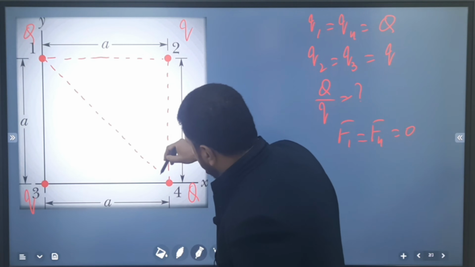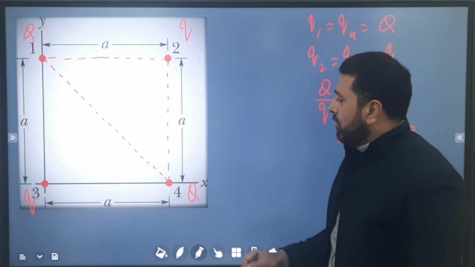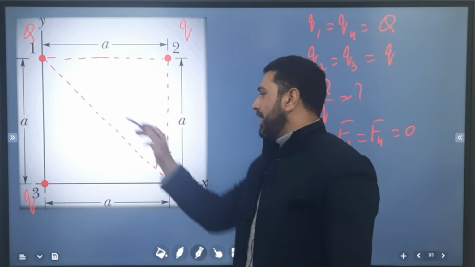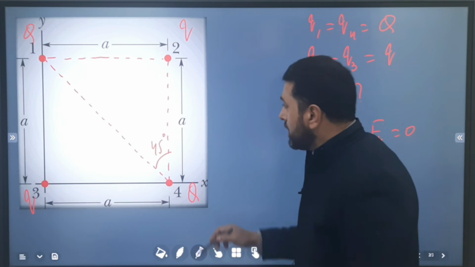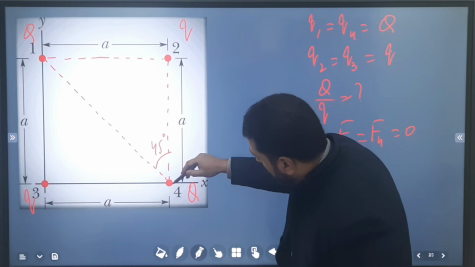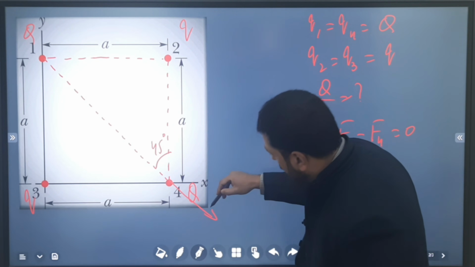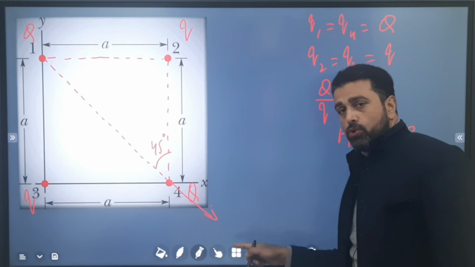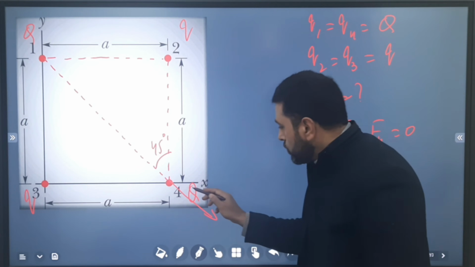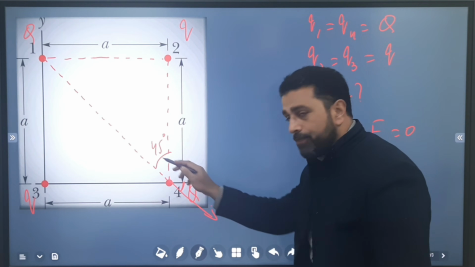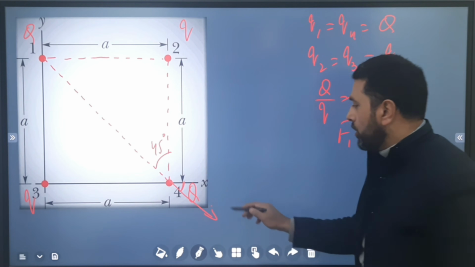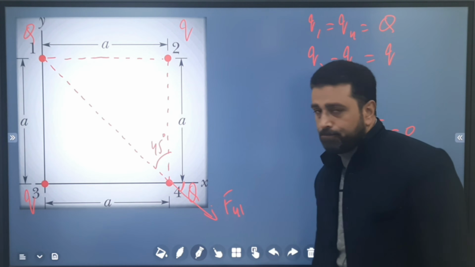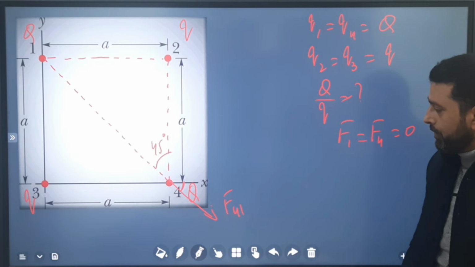This is the diagonal. This angle will be 45 degrees, because this is a square, the diagonal will divide the angle into two equal parts. And force due to particle 1 on particle 4 will be along the diagonal, a repulsive force along the diagonal. So that means this angle is also 45 degrees because it is along the diagonal. So this is force on 4 due to 1.